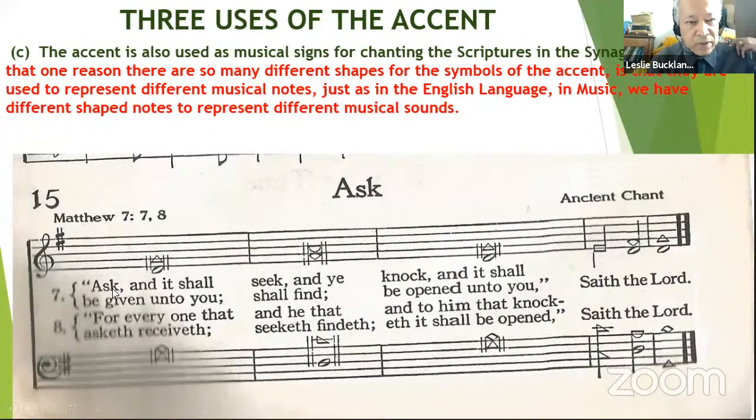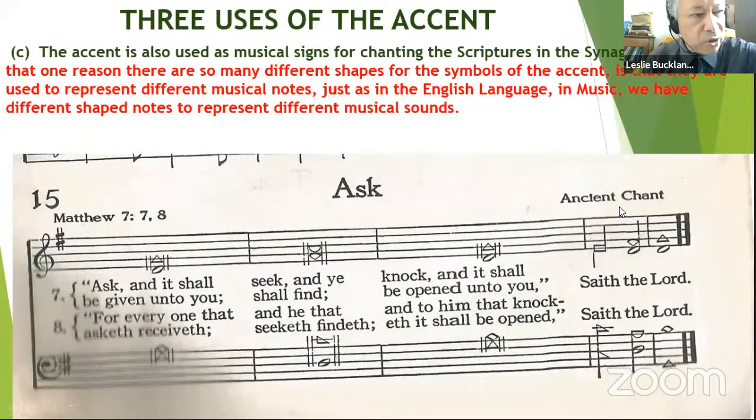This is how a chant sounds. Ask and it shall be given unto you. Seek and ye shall find. Knock and it shall be opened unto you, saith the Lord. For everyone that asketh receiveth, and he that seeketh findeth, and to him that knocketh it shall be opened, saith the Lord.